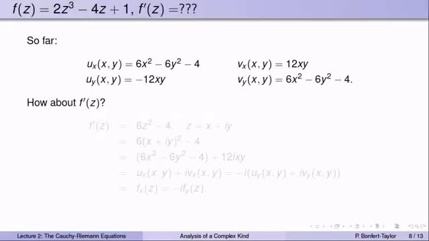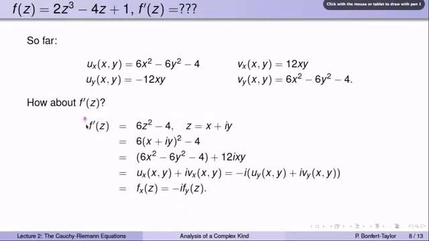Indeed, it was not. Let's look at how this is all related to the derivative of f. Again, I wrote down ux, uy, vx, and vy for us to remember. Let's find f prime, in the complex sense. We find the complex derivative of 2z cubed minus 4z plus 1. The derivative of 2z cubed is 6z squared. The derivative of minus 4z is minus 4. The derivative of 1 is just a constant, 0.